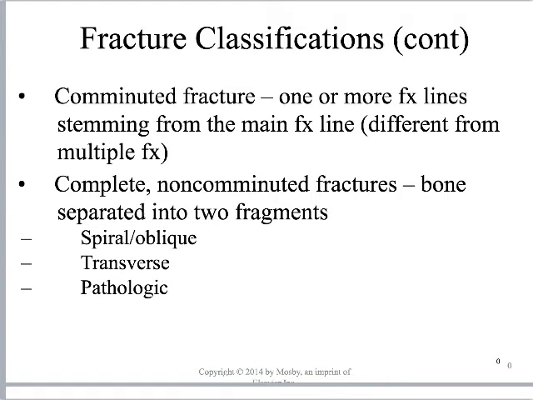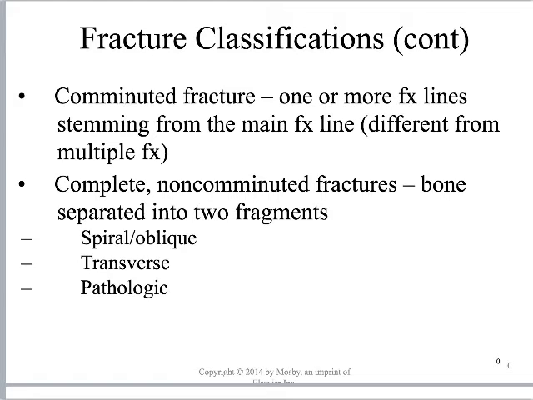A comminuted fracture is one where there are numerous fracture lines extending from a main fracture line. This is different from multiple fracture. There's a single fracture line, but it has other lines splintering off from it, almost like window glass. And then in complete non-comminuted fractures, the bone separates into two fragments. This can happen in a number of different ways. We've got examples of this on page 387.